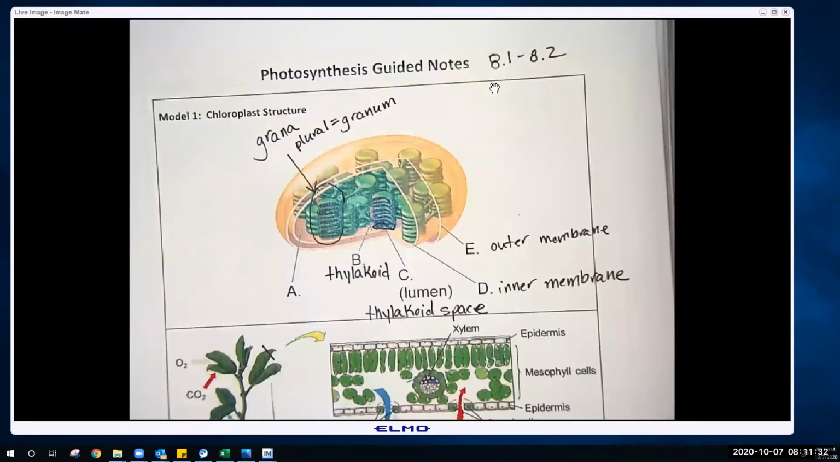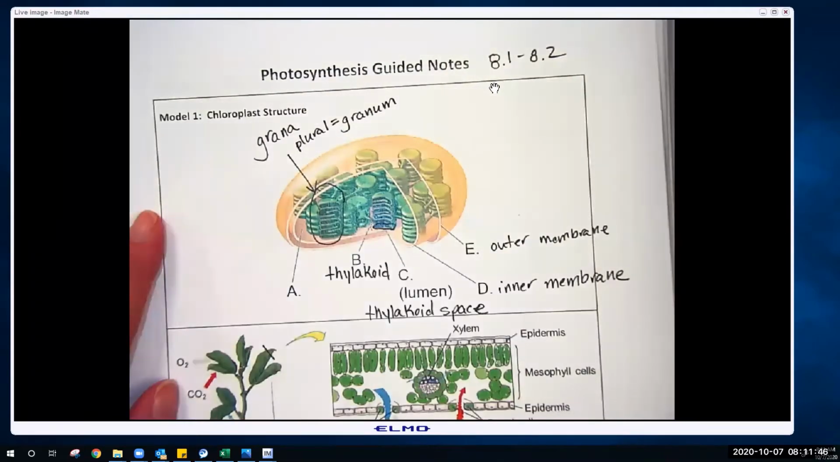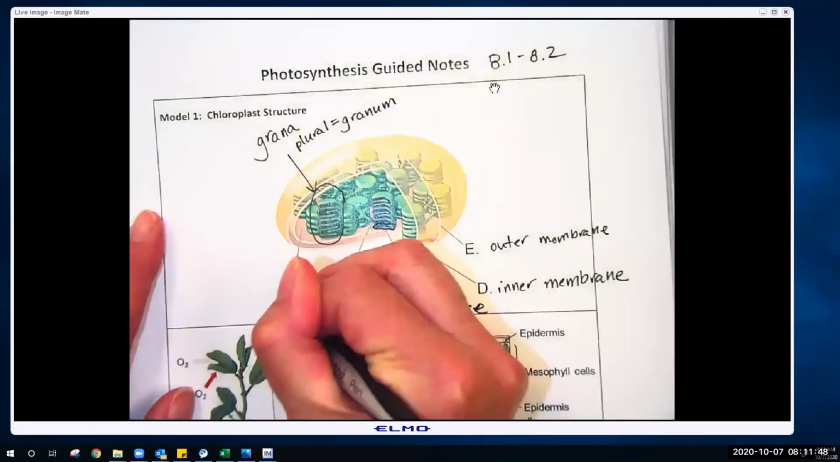And I think of a thylakoid like a poker chip, and when you have stacks of poker chips, that would be like a grana. The other thing that we have here is there's fluid surrounding the granum, and this fluid is called the stroma.